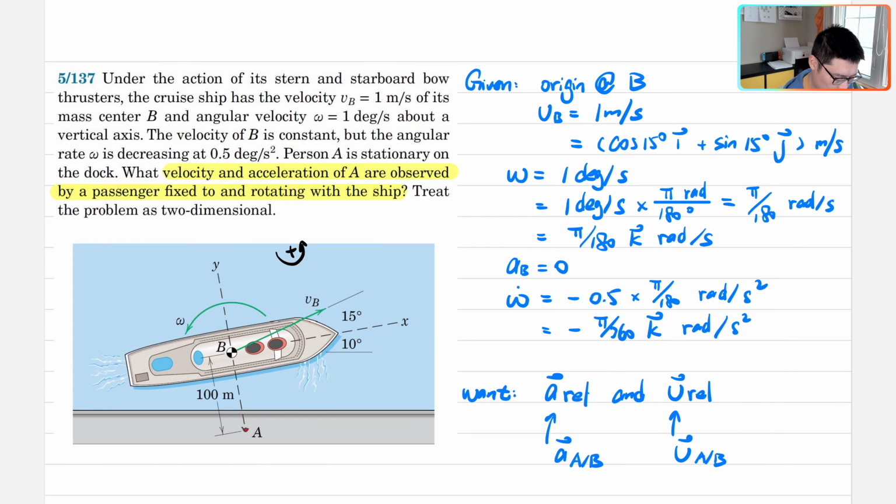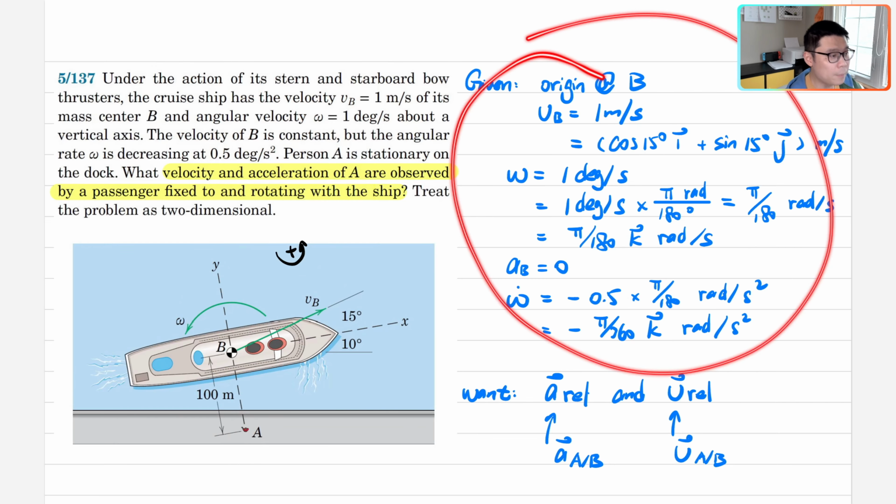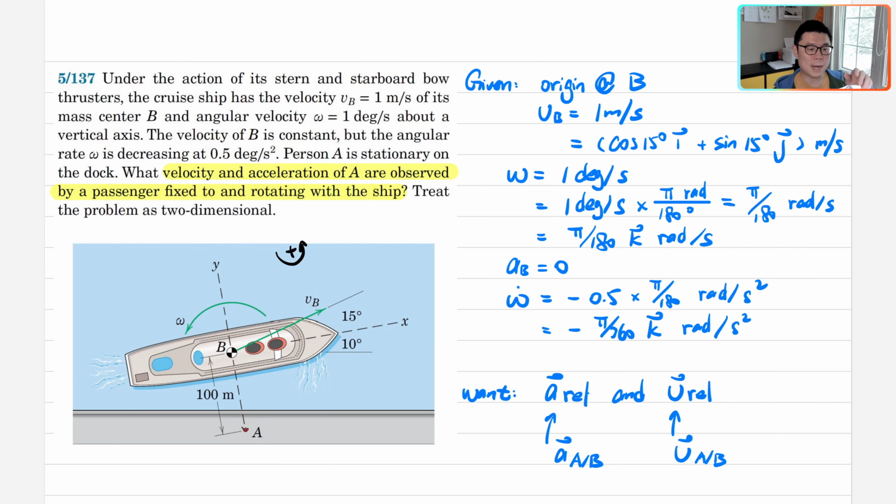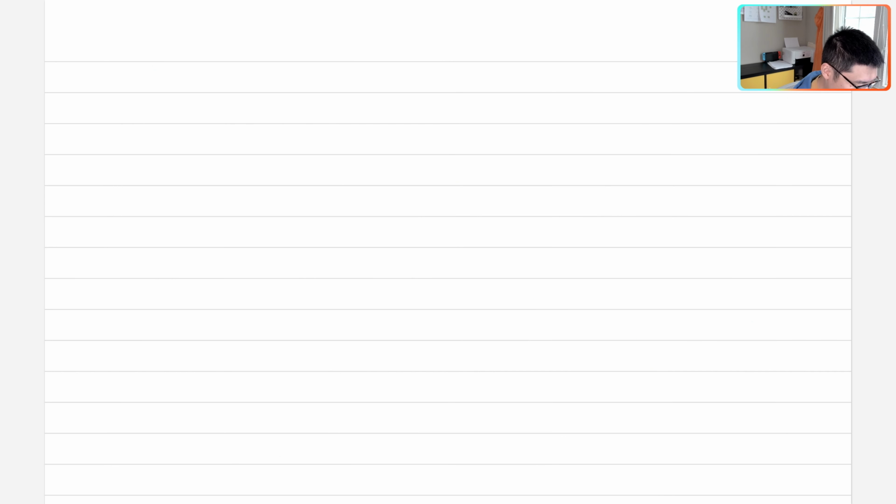Okay, now, given all these, let's see. Writing down the equation, and we should be able to see what parameters that we have and what parameters that we're missing. Relative velocity equation, VA is VB plus omega cross R plus velocity relative. And this is the one that we want.